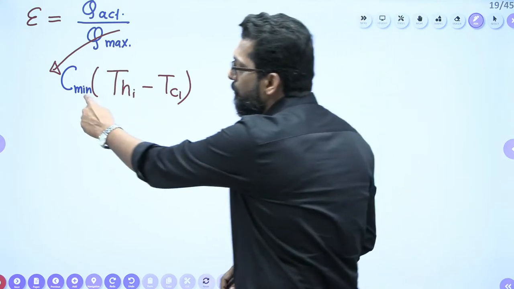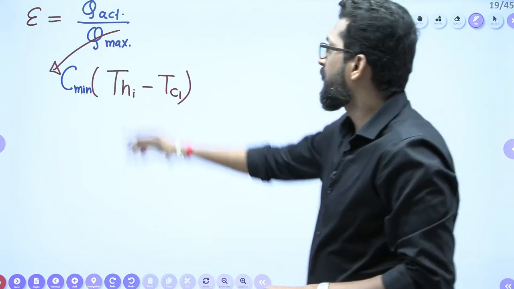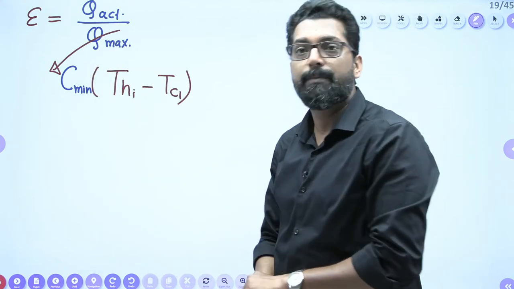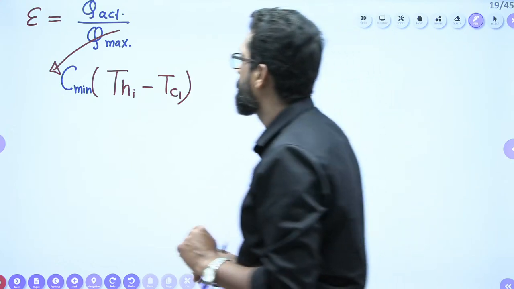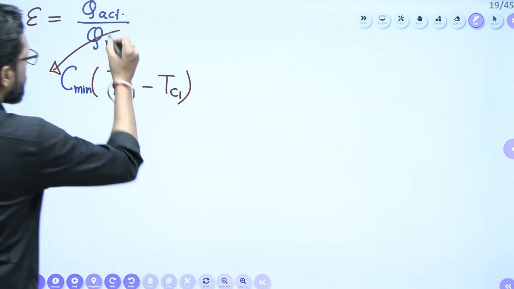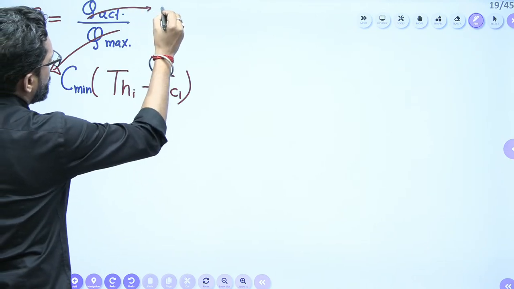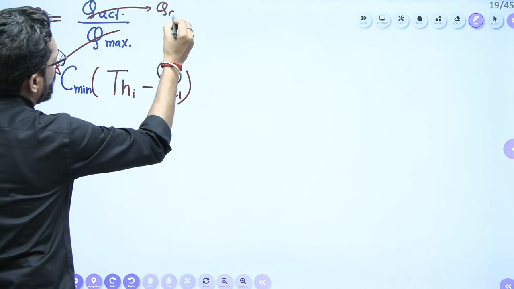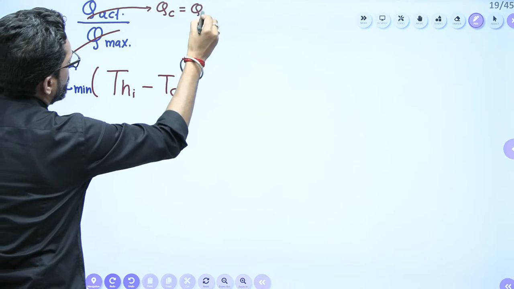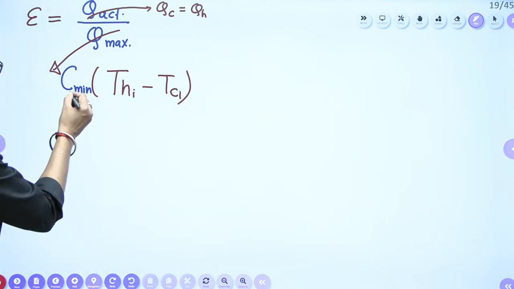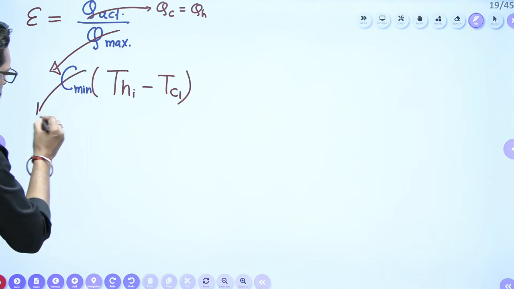Why we take the minimum specific heat when we calculate the maximum heat transfer, these concepts we'll discuss in the classes. Now, the actual heat transfer is according to the energy balance. That means heat transfer by the cold fluid is equal to heat transfer by the hot fluid. Now, what is this, Vita? This is the heat capacity.